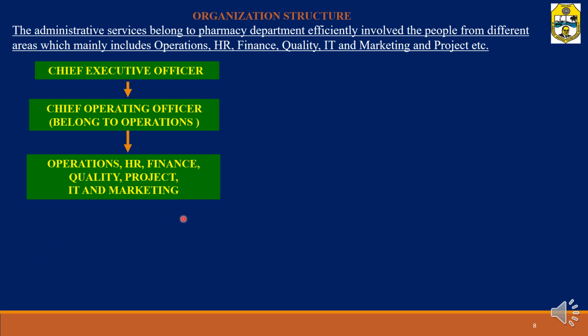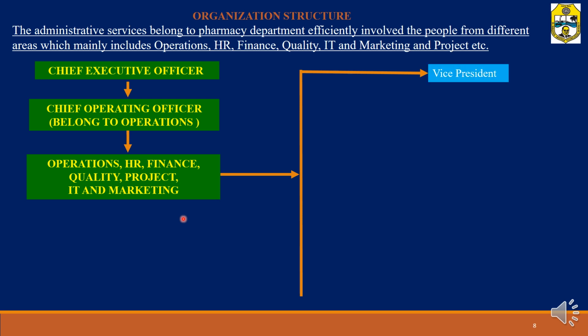So which are the different departmental heads? We are going to discuss one by one. The first head in a department, we can say, is nothing but the vice president. Just below the chief operating officer, there is another person who belongs to a specific department.